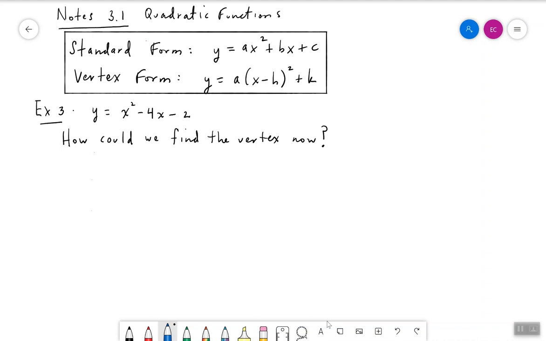There are actually two ways we're going to do this. Method number one is to convert from standard form to vertex form. And the technique to do this is something we've studied earlier in the class, and it's called completing the square.